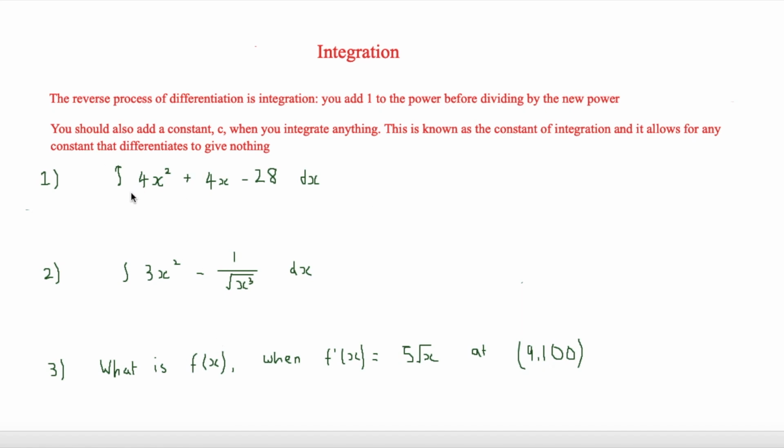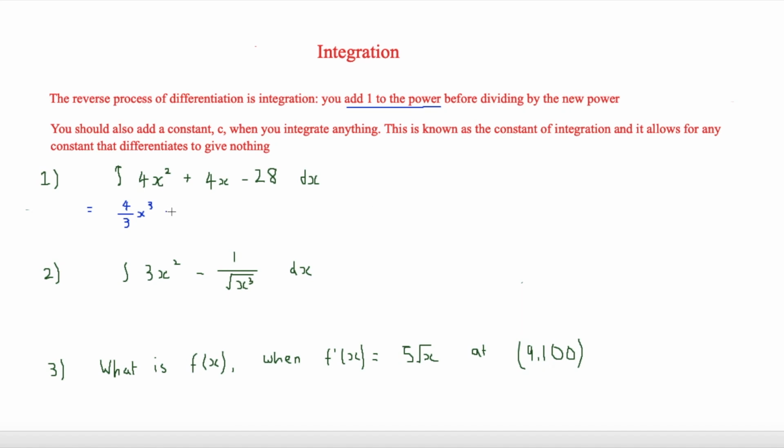First of all, we will integrate 4x squared plus 4x minus 28, and at the end of integration you always have dx. If we are integrating 4x squared, you're going to add 1 to the power, so you'll have cubed, and then divide by the new power. So that would go to 4 over 3 x cubed. You can check this, because if you were to differentiate 4 over 3 x cubed, you would get 4x squared.